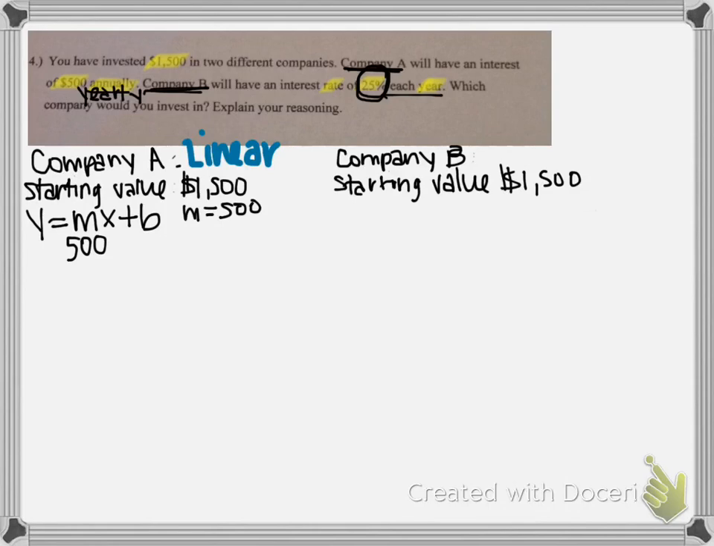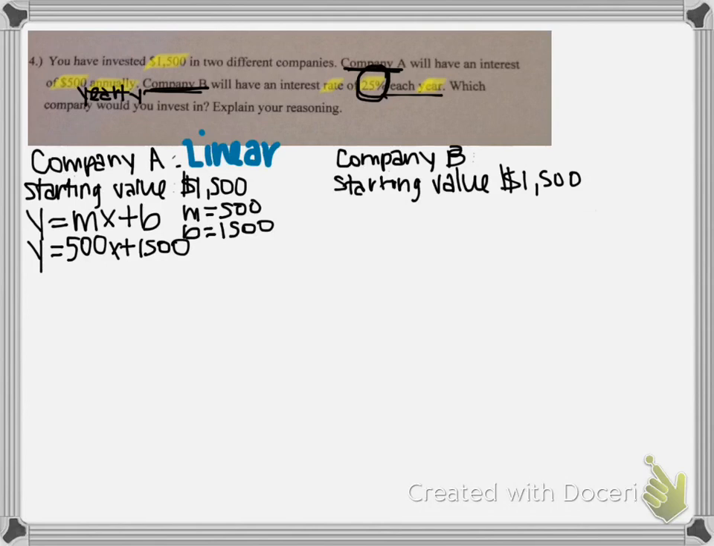And then that b, we've always talked about, is the y-intercept, which is another word for initial value, starting value. So that b is going to be that 1,500. So you can go ahead and plug all these values into the formula. That would be the model of Company A.